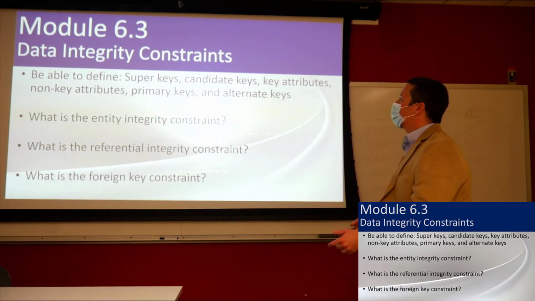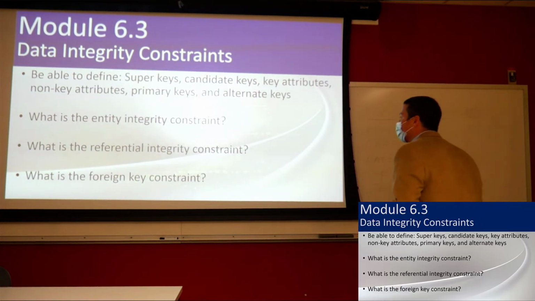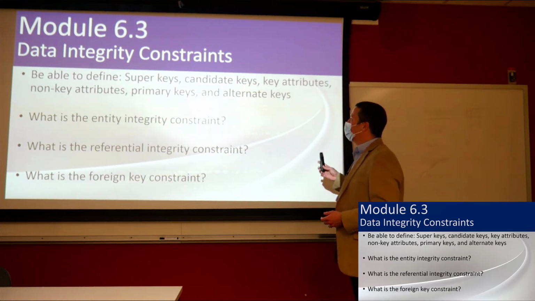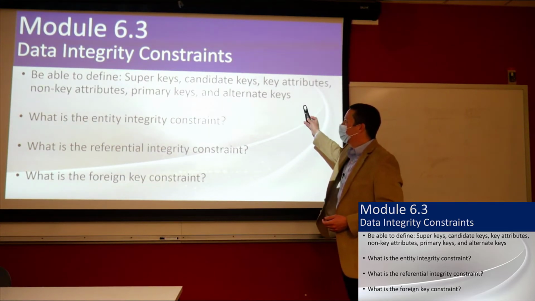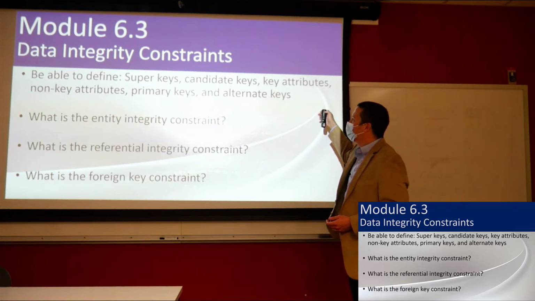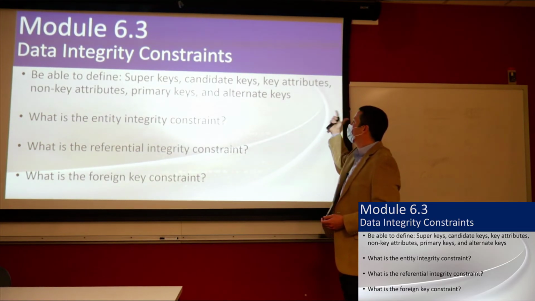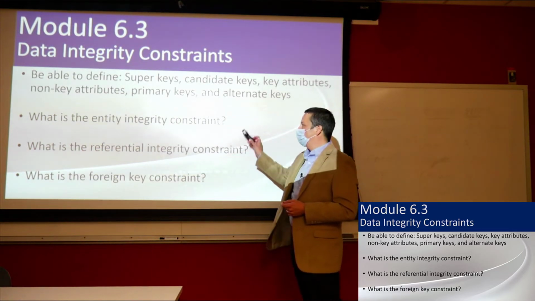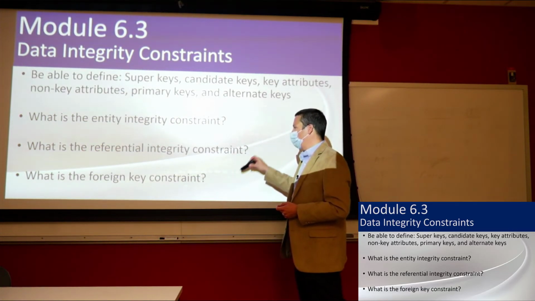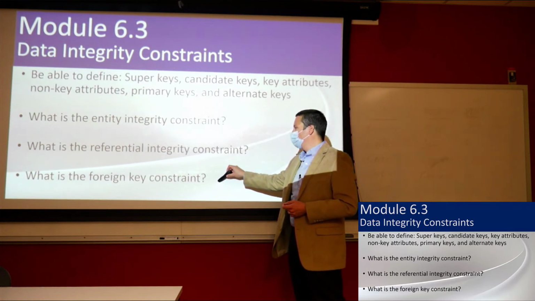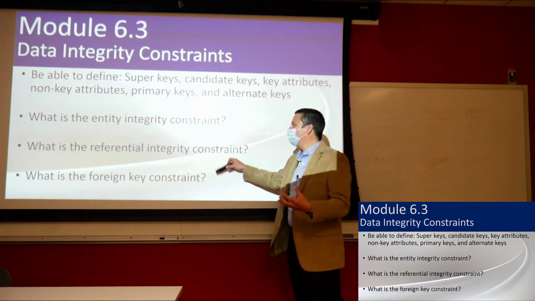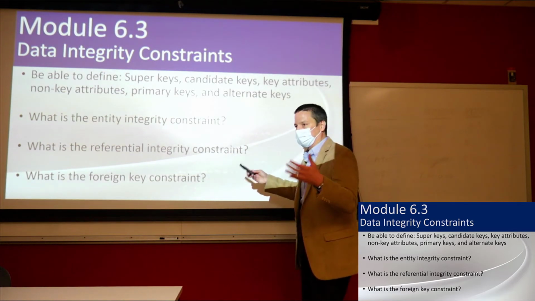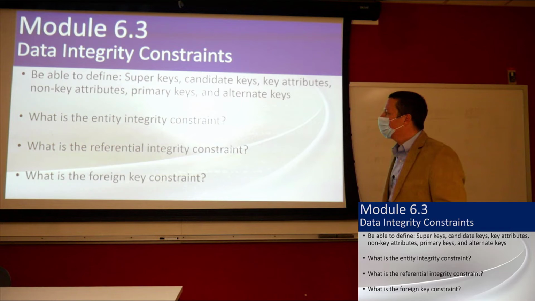Module 6.3, we're going to start talking about data integrity constraints. And this is going to be key to your understanding as we talk about a whole bunch of different types of keys that provide these data integrity constraints, including superkeys, candidate keys, key attributes, non-key attributes, primary keys, and alternate keys. This is going to lead into our discussion of the entity integrity constraint, the referential integrity constraint, and the foreign key constraint. Okay, and now we're going to start putting some definition behind some of these things like foreign keys and primary keys that we've been kind of tossing around very loosely for the past couple of hours.